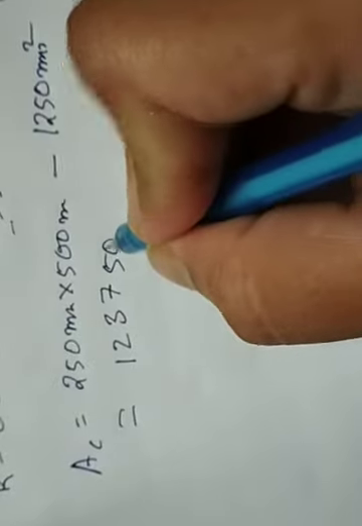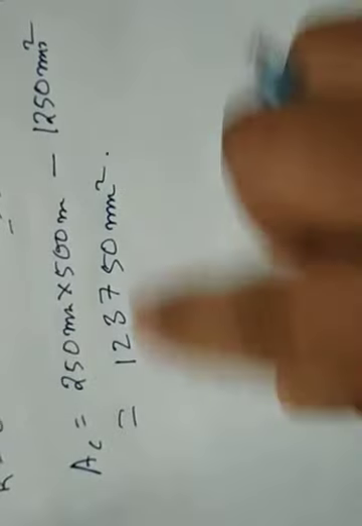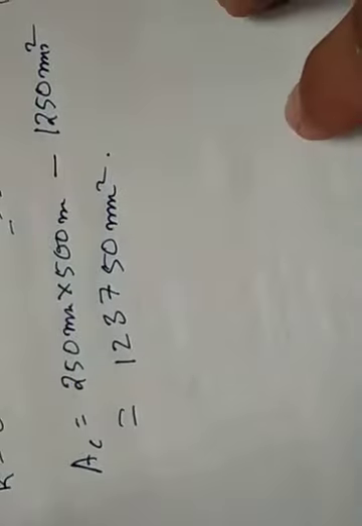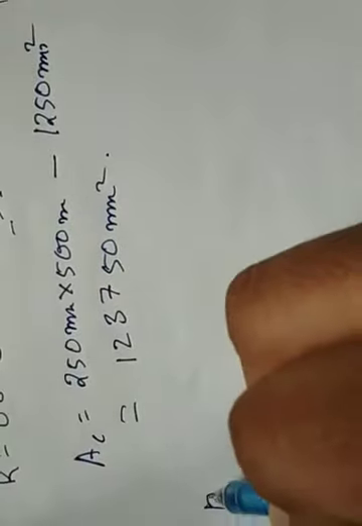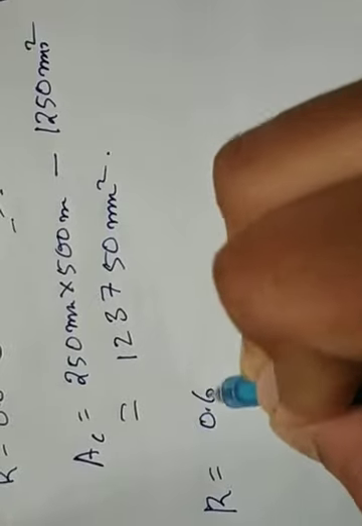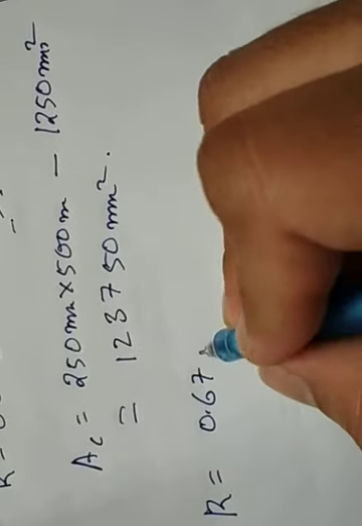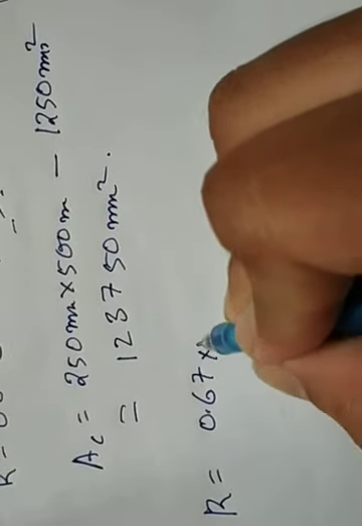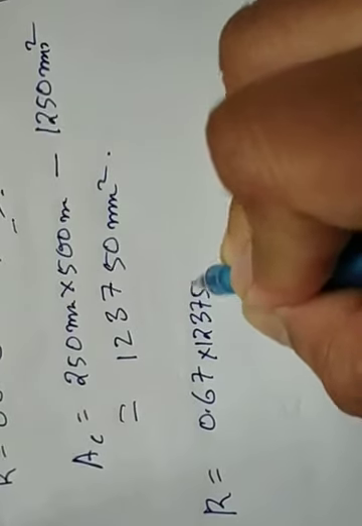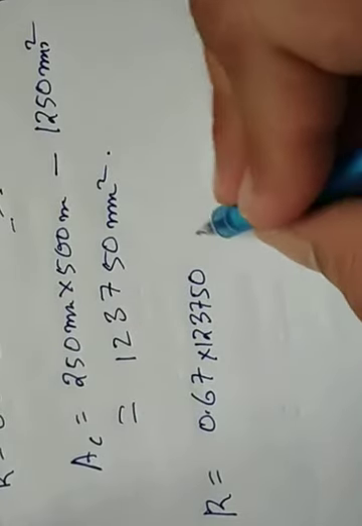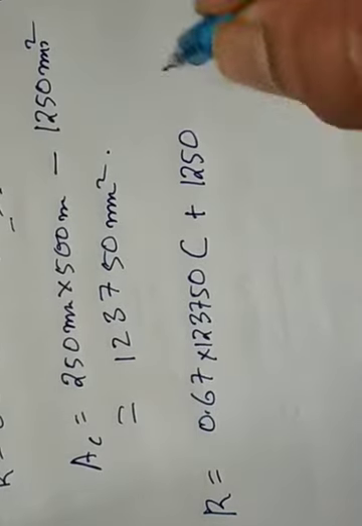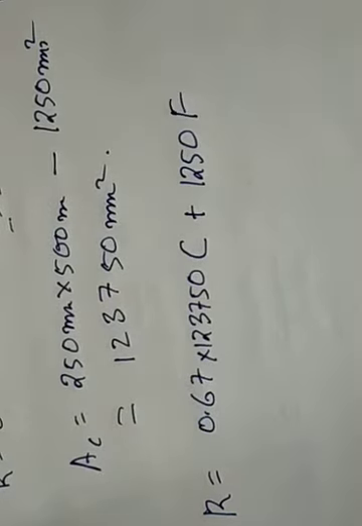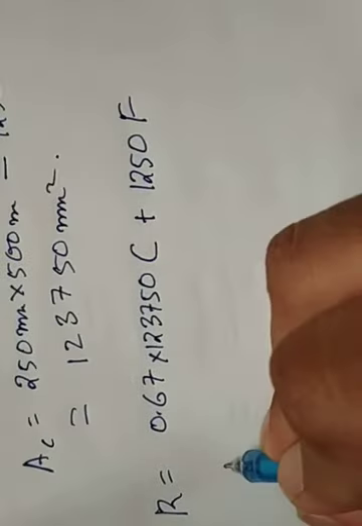123750 mm square. So this is the area of the concrete that I have. So now I'll plug this value back into my equation. So the resistance becomes 0.67 times 123750 times C, the cube strength of concrete, plus 1250 times F, the yield strength of steel. So what do I get?